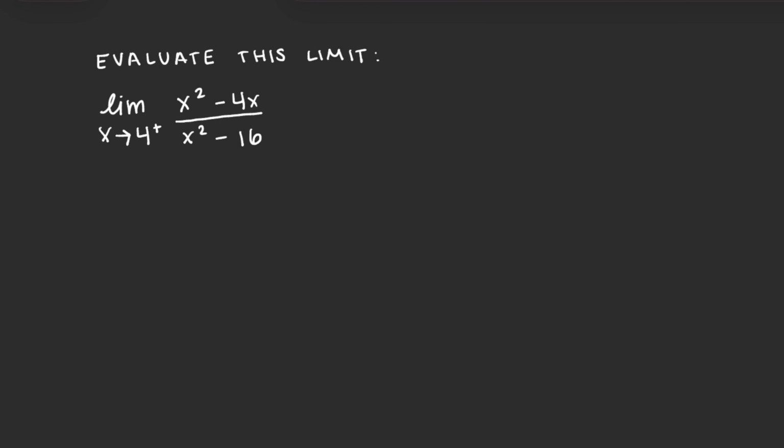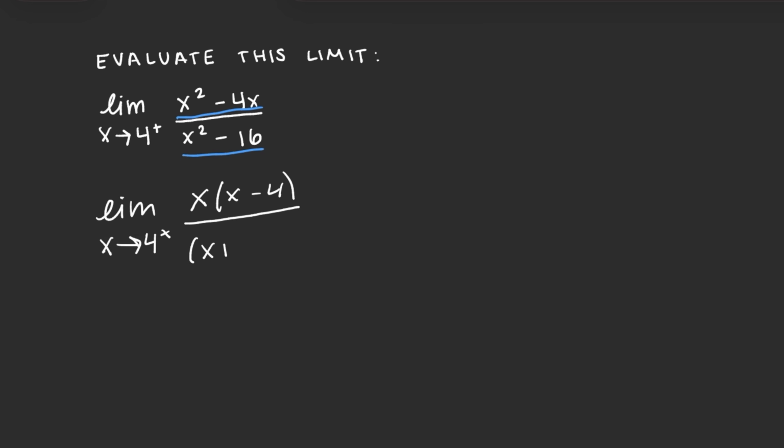Next, we'll evaluate the limit as x approaches 4 of x squared minus 4x over x squared minus 16. Up here, we'll just factor out an x, which would leave us with x times (x minus 4). And on the bottom, x squared minus 16 is equivalent to (x plus 4) times (x minus 4). And if we multiply it together, we'll just end up right back here.